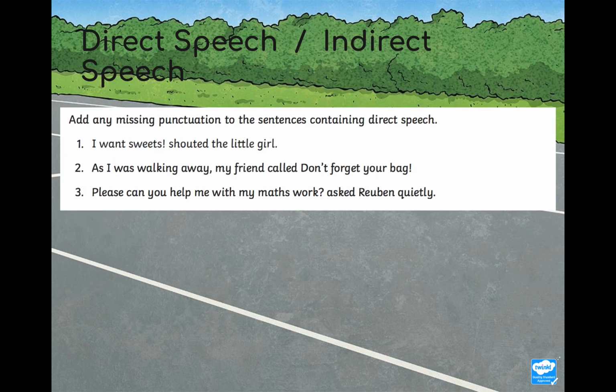The second part of your homework looks like this. It's telling you to add any missing punctuation to the sentences containing direct speech. Well, all of them have direct speech. So what I want you to do is show me where the quotation marks go. Where are you going to put the quotation marks? And remember, you need to show where they start and where they end. There should be a pair of quotation marks. Here's the first one as an example. "I want sweets." That's what she said out loud. That's what she shouted.